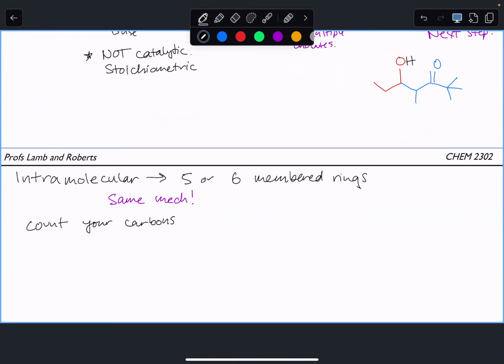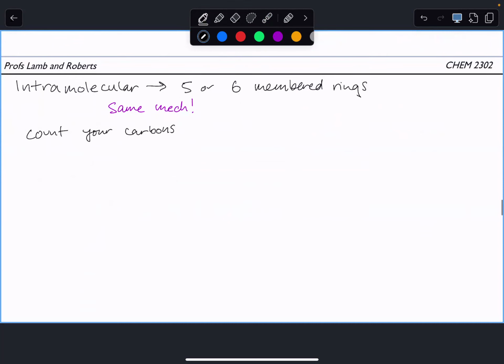So let's just look at an example. Like so. So we're going to number these 1, 2, 3, 4, 5, 6. Okay. So technically, we have 2 different types of alpha protons, right? We have the ones over here, kind of on the outside, on the methyl, or we have the ones on the inside. But the ones on the inside are going to form a 3-membered ring. So that's not going to work.